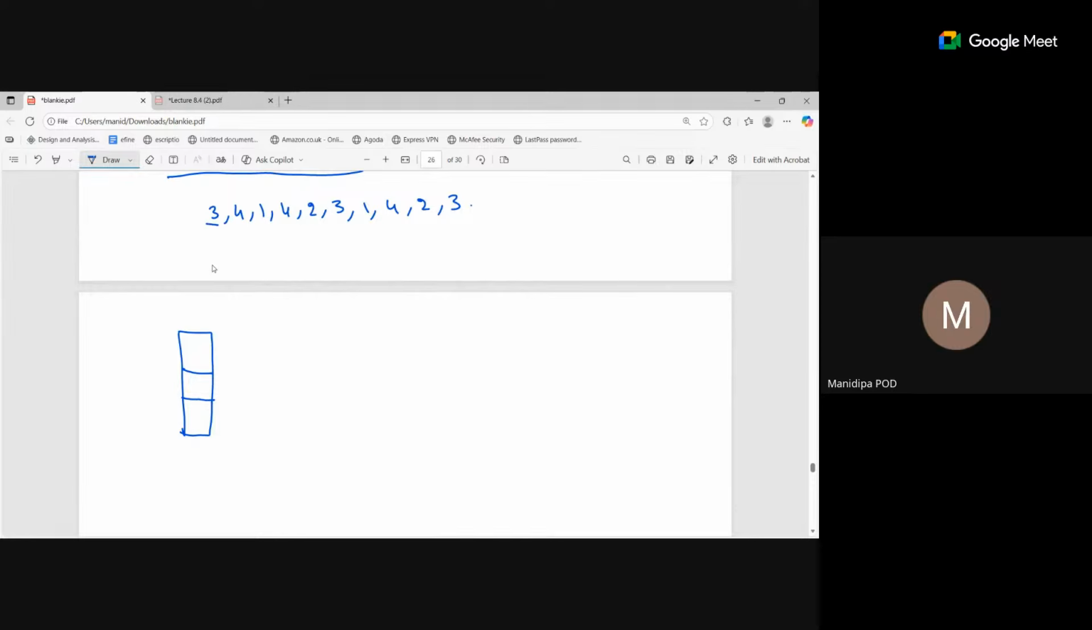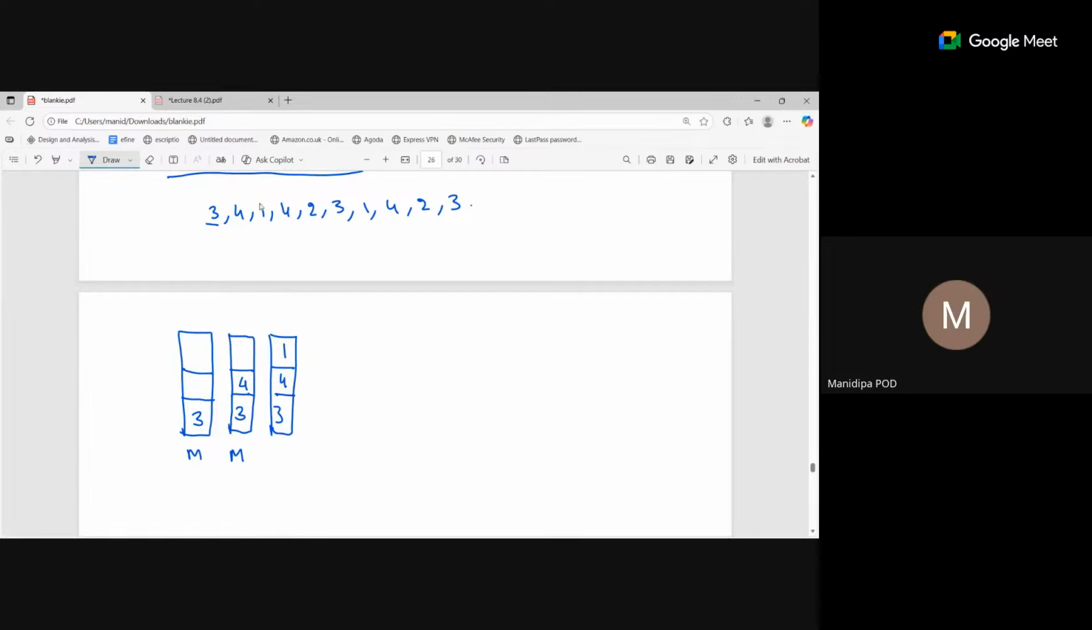3. Hit or miss? Miss. So 3 comes here. This is a miss. Next 4. Hit or miss? Miss. Whenever there are empty slots, it's always going to be a miss, unless the page frame is already present. So 4 comes here. It is also a miss. 1. Miss. So 3, 4, 1.